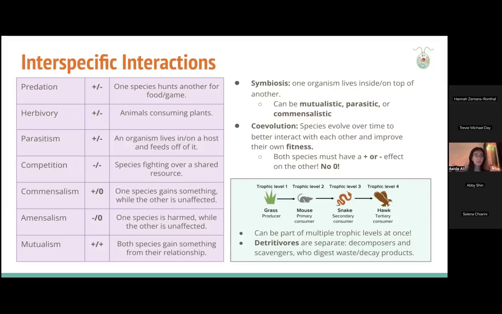And then finally, we have mutualism. This is a relationship where both species benefit. That would be, say, a hummingbird drinking nectar from a flower and then spreading its pollen everywhere.